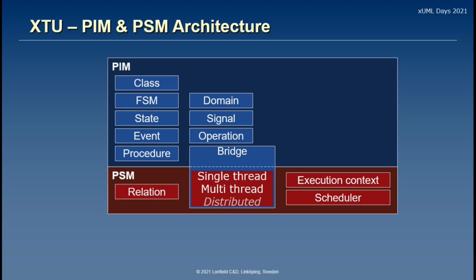In the PIM we have C++ building blocks for classes, finite state machines, states, events, and procedures. Relations do so far only belong to the PSM, but that may change in the future. Furthermore, we have PIM components for domains, asynchronous signals, and synchronous operations. Bridges are partly PIM and partly PSM. The different PSM parts are used for different deployment scenarios. The platform-specific models also include an execution context for managing threads and a scheduler for scheduling signals, operations, and events within a given execution context.